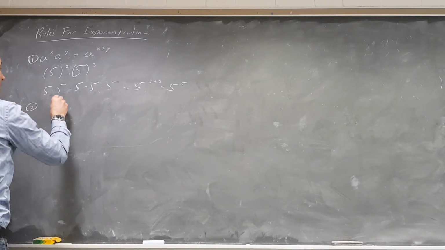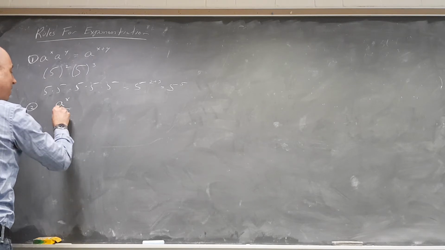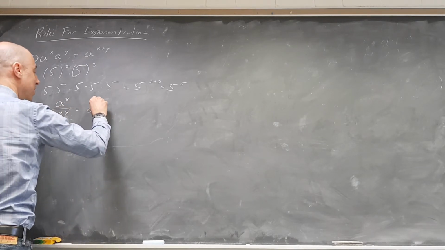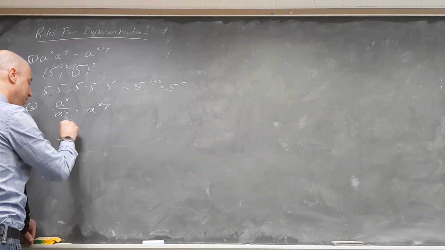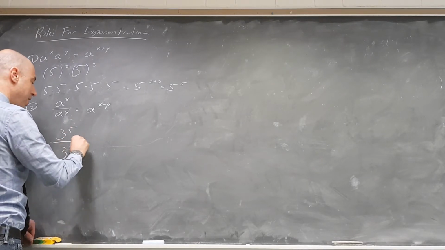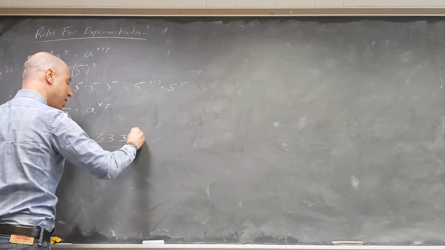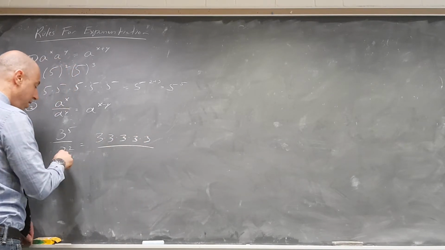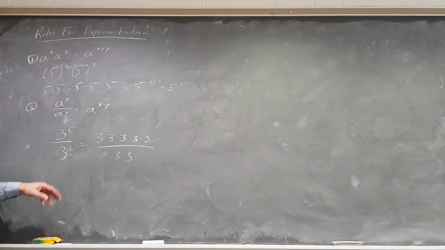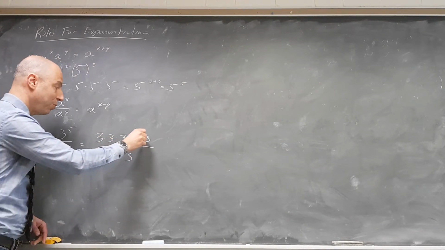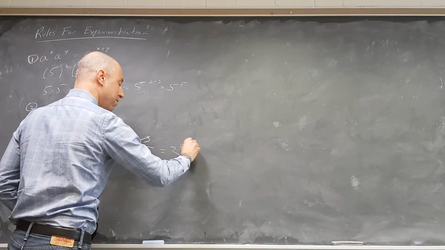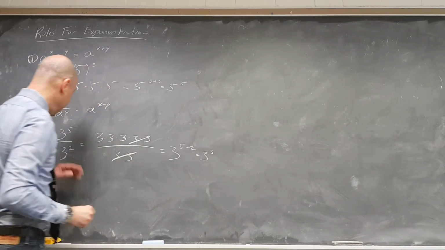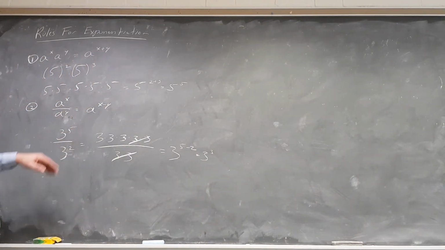Second, if I divide powers, a^x divided by a^y is just a^(x minus y). This makes sense too. If I have something like 3 to the 5th divided by 3 squared, I have 3 times 3 times 3 times 3 times 3 on top and 3 times 3 on the bottom. Two of the 3's on the top cancel with two of the 3's on the bottom, leaving me with 3 to the 5 minus 2, or 3 cubed. So this should make intuitive sense also.